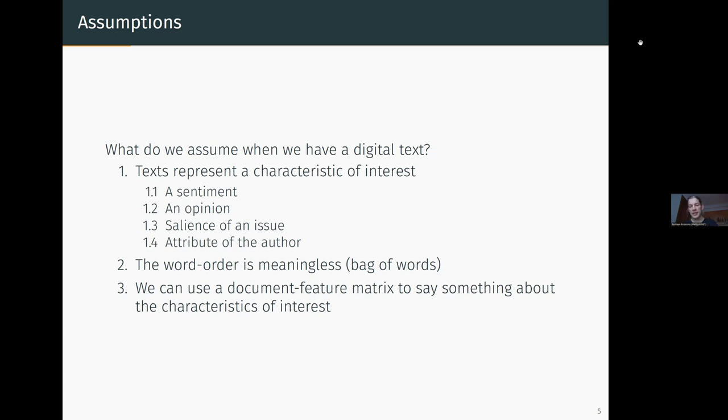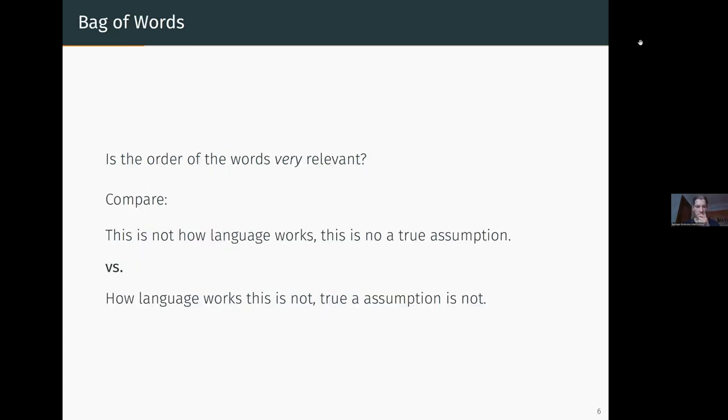Nowadays, and we'll go back to that later, with word embeddings, this is not necessary anymore. The reason we did it for a long time was because this was the only way to keep it computationally doable. And it turned out that it was actually quite good. Using a bag of words gave quite good results. What we then did is that we used the document feature matrix to say something about the characters of interest. That's kind of what we assumed.